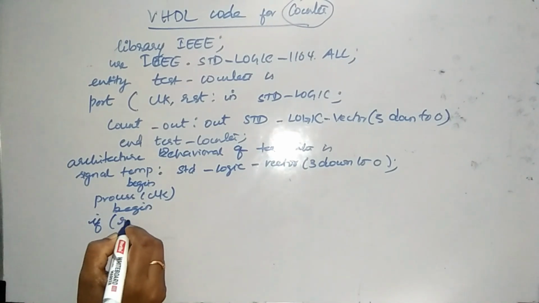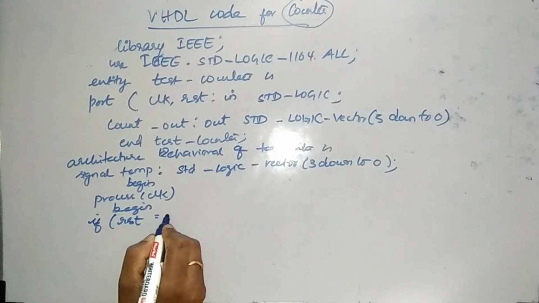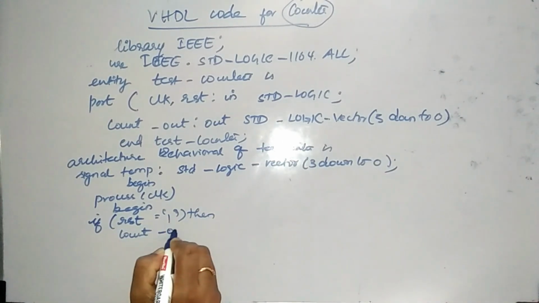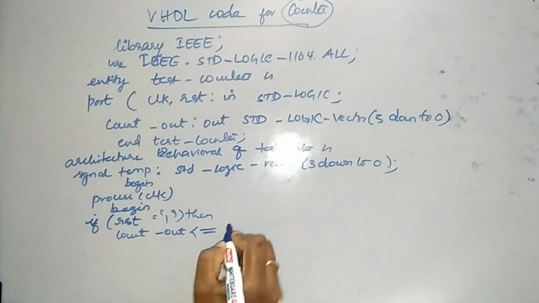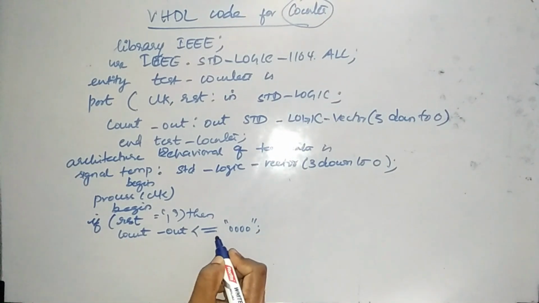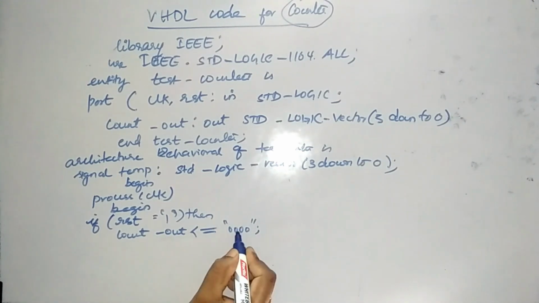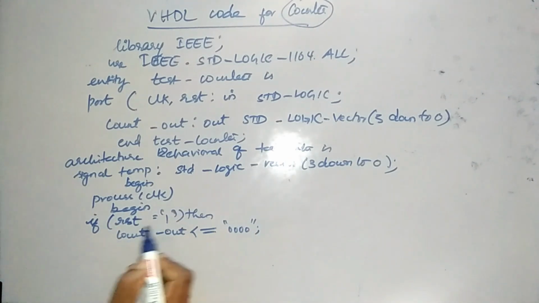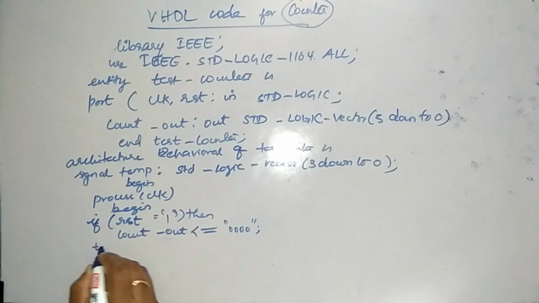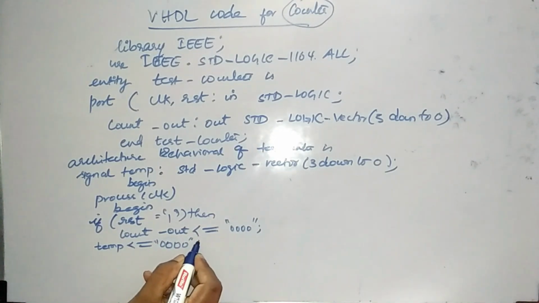If reset is 1, I'm supposed to write this as RST because I've given it as RST. If reset is 1, then my count out, which I've assigned as output, will be equal to 0, 0, 0, 0, right? Dear students, what does that mean? That means when reset is enabled, my count out is going to be 0. Whenever my reset is enabled, my counter output will be 0, 0, 0, 0. My temp is also assigned 0, 0, 0, 0, the same signal, right?